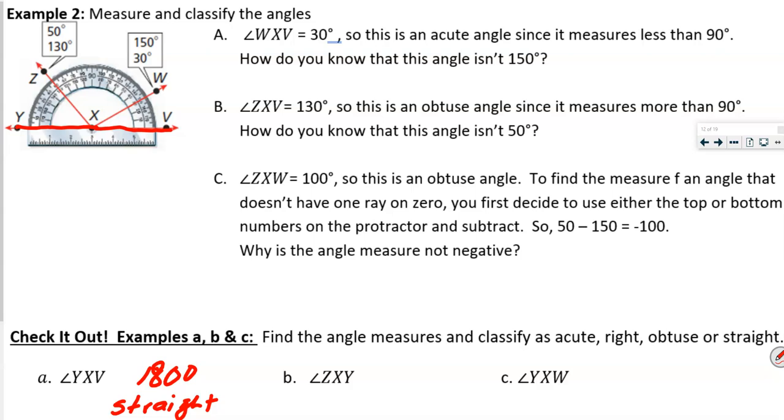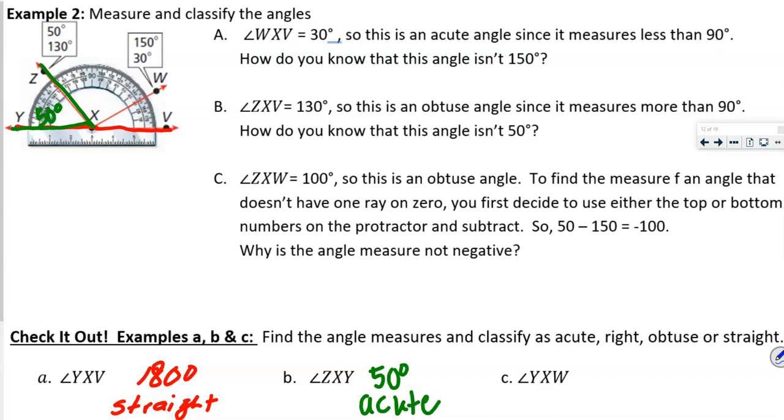Then we have ZXY. Okay, so this time, remember, we're going to use the outer measure. So when we look at this one, it's 50 degrees. So this is an acute angle. So this is 50, and it's acute.